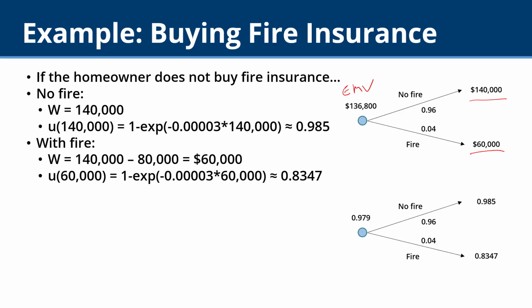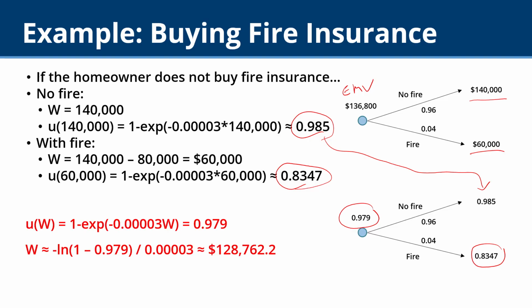Now, if you were to look at the expected utility perspective, if the homeowner chooses not to buy fire insurance and there's no fire, the utility for that decision is 0.985. But if there is a fire, the utility is 0.8347, which is this value over here. The probability of fire and no fire is unchanged. So then the expected utility ends up being 0.975. You can then get the monetary equivalent of this expected utility of 0.975.